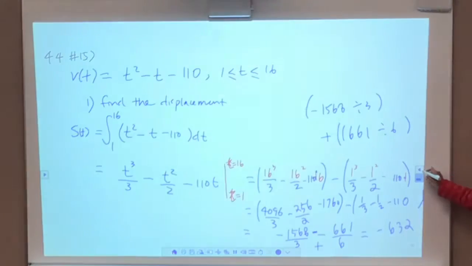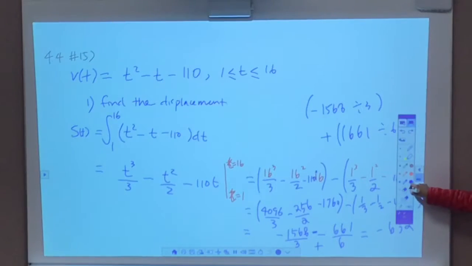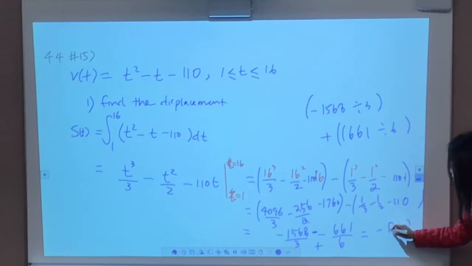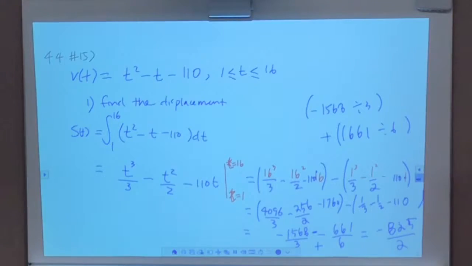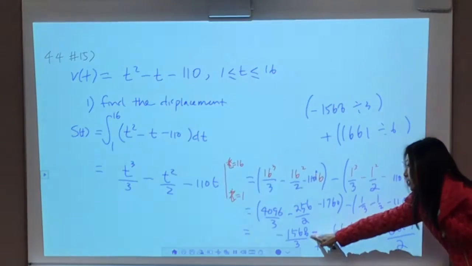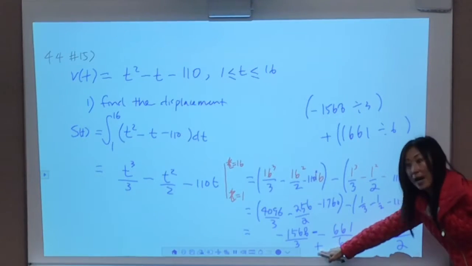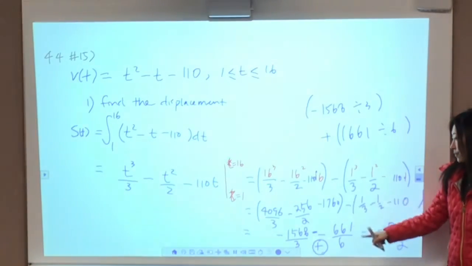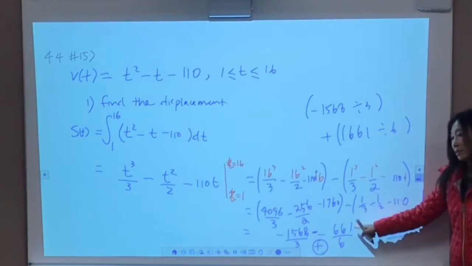No? What is the other answer? Negative 825 over 2. So we all got it now? The difference between one answer and the other is because of what? A negative and negative makes what? Positive, that's why. So it would be negative 1568 over 3 plus 661 over 6.